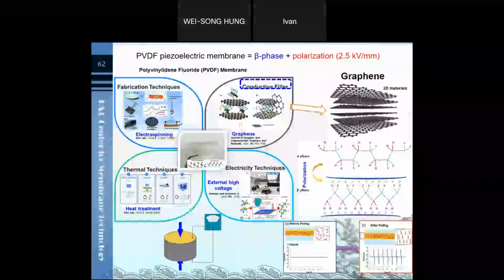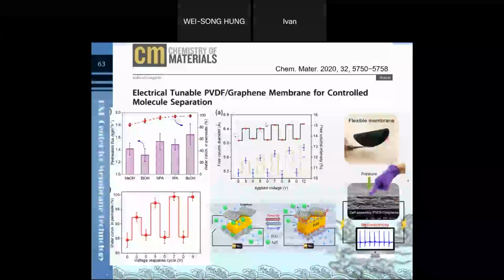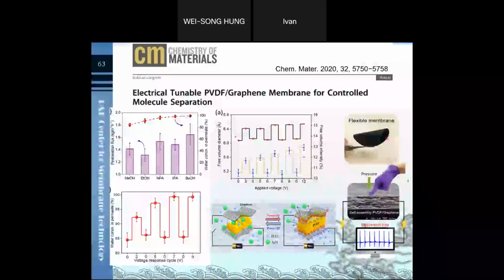But in our study, we just mix the graphene in the PVDF, and the graphene can self-induce the PVDF to arrange into the beta phase structure. So based on this electric response property, we use the graphene PVDF membranes in alcohol dehydration.